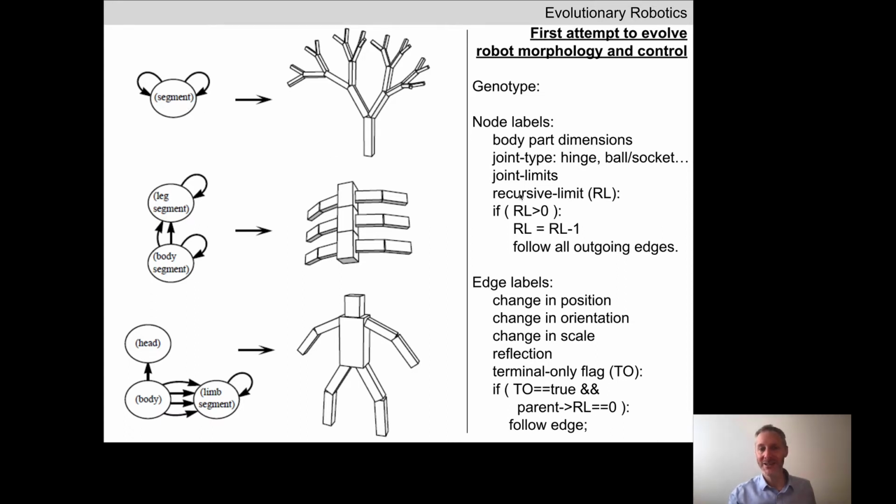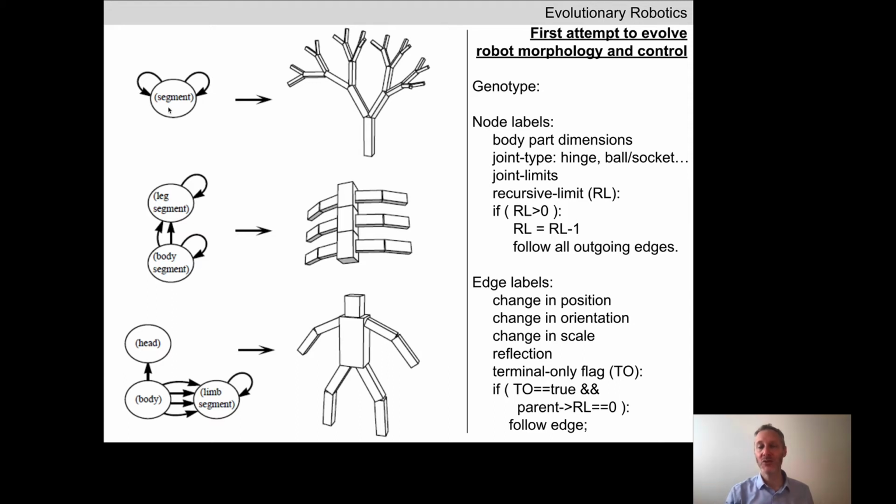Every time we visit a segment, we decrease the integer stored in that node by 1. As long as that value when we arrive at a node is greater than 0, we follow all the outgoing edges. But if we visited this node a sufficient number of times that we've decreased the recursive limit to 0, we no longer follow all of its outgoing edges. Okay, in this example here, the recursive limit was set to 5.